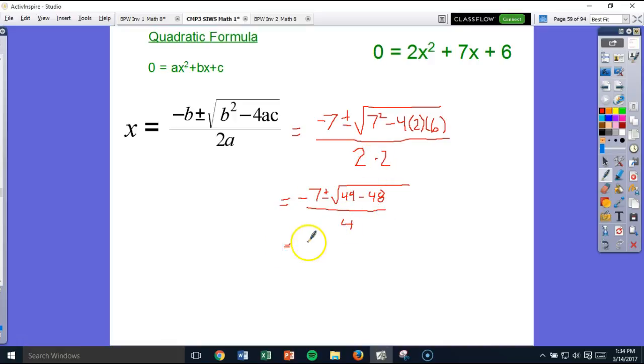So go down again, we have negative 7 plus or minus the square root of 1. 49 minus 48 is 1, and all of this is over 4. Well, square root of 1 is 1, so we have negative 7 plus or minus 1 over 4. So if we go negative 7 plus 1, for that one, we have negative 6 over 4. And for the negative 7 minus 1, we have negative 8 over 4, which is just negative 2. So we have negative 1.5 and we have negative 2.